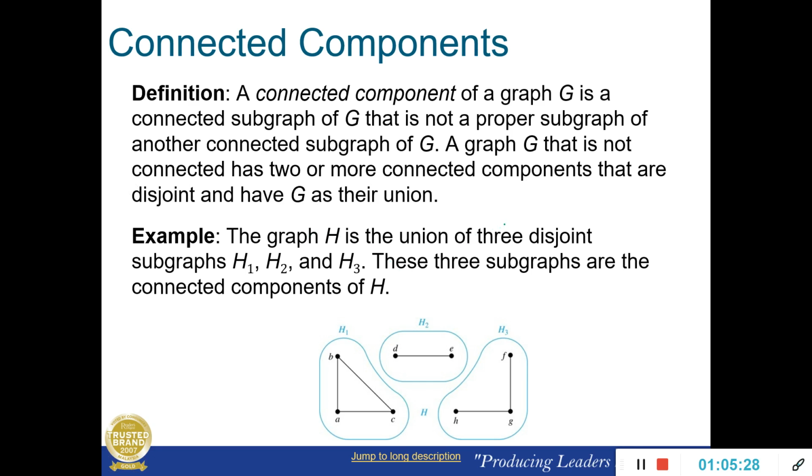The graph H is the union of three disjoint subgraphs H1, H2, and H3. These three subgraphs are the connected components of H. So this is the connected components of H.